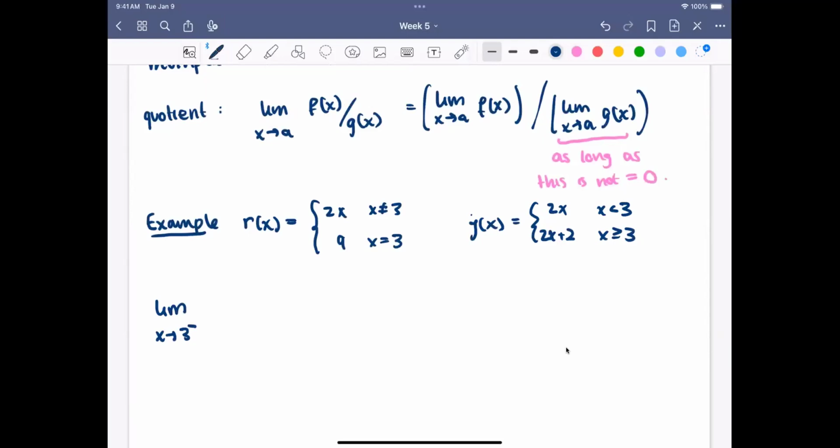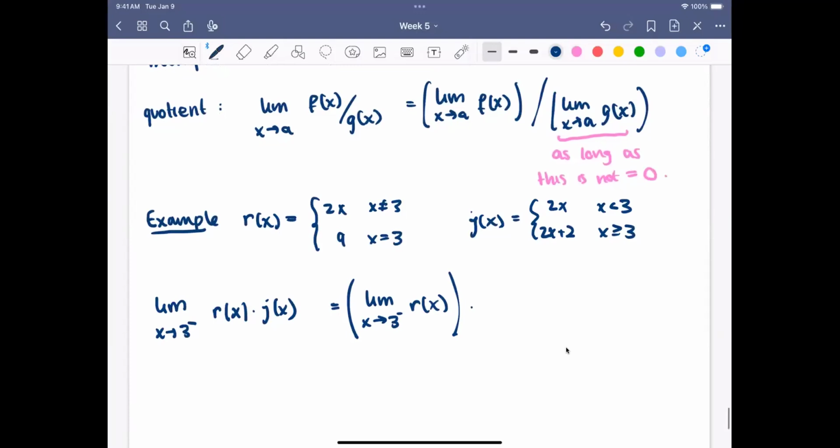So let's compute the limit as x approaches 3 from the left of r of x times j of x. If you actually wanted to write down what the function r of x times j of x was, it would be a little bit complicated because we're dealing with piecewise functions, and you have to be really careful with the different cases. But we can just ignore that for the purposes of this computation because we have these nice rules. So I know because of the rules that I can break this up into the limit as x approaches 3 from the left of r of x, multiplied by the limit as x approaches 3 from the left of j of x.